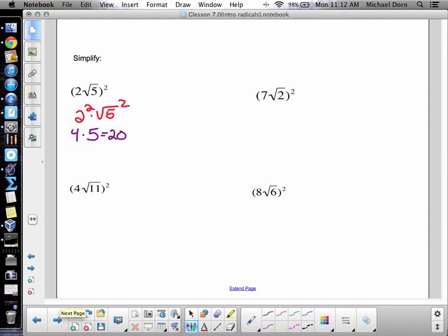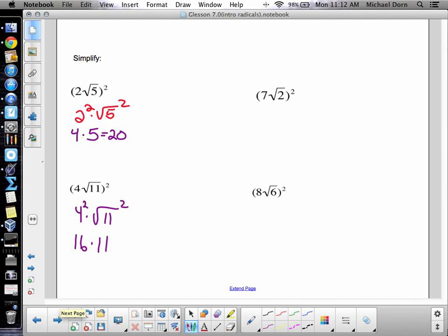4 root 11 squared. Again, that's going to be 4 squared times square root of 11 squared. I write out each step. And those who had me last semester got sick and tired of hearing me say it, but I do say it a lot. The more steps you show, the fewer mistakes you're going to make. People who try to shortcut often make a lot of errors. So 4 squared is 16. Square root of 11 squared is just times 11.